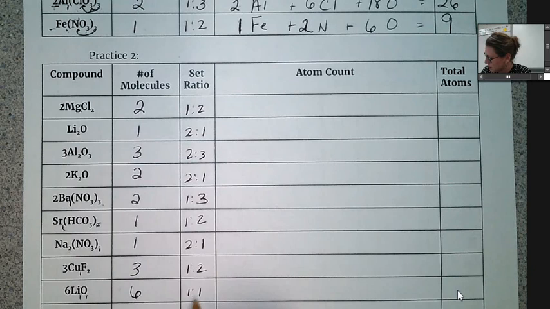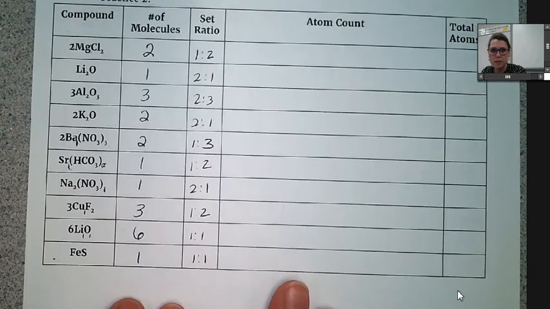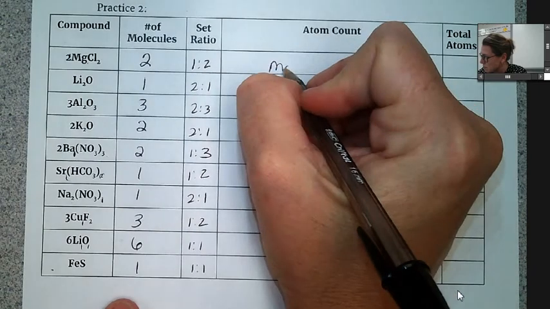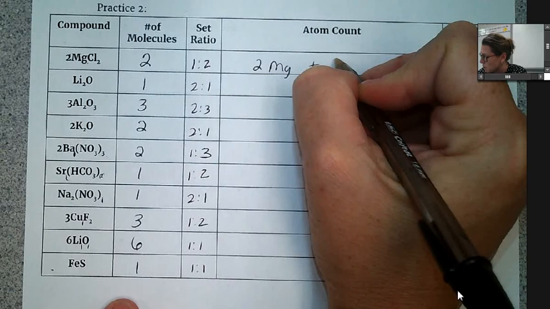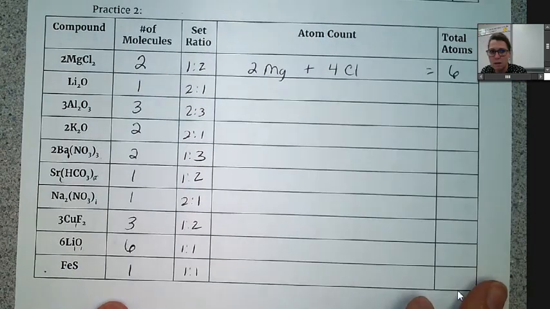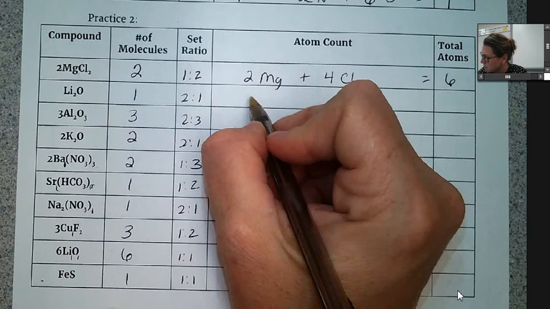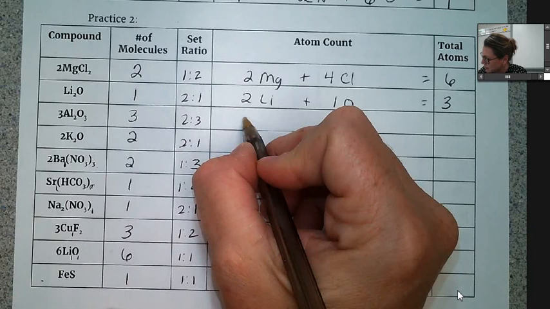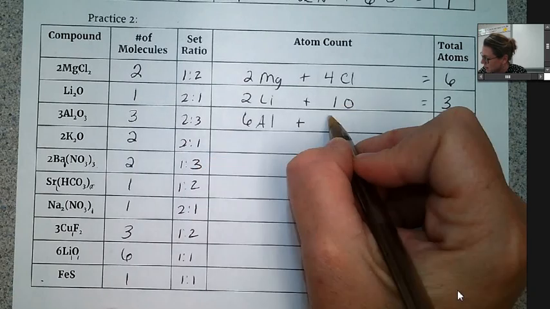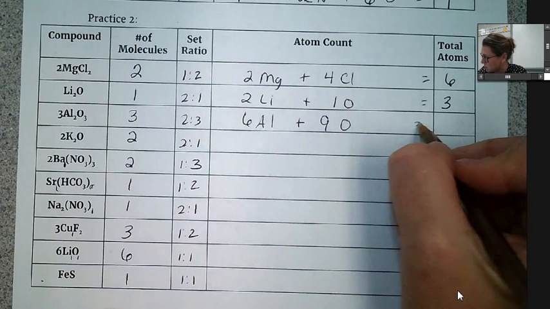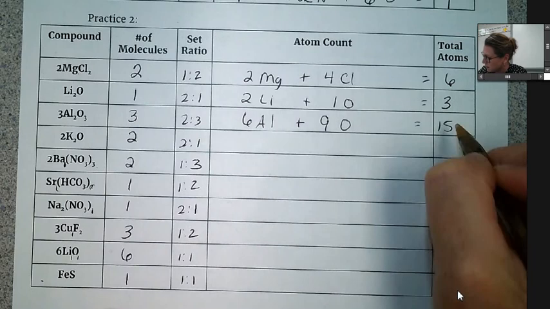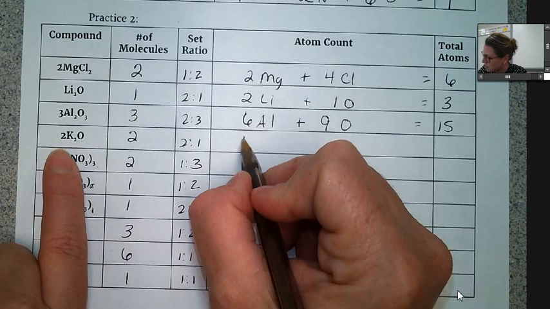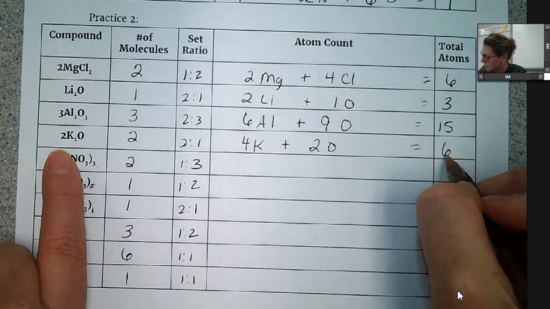Okay, so let's start counting our atoms and looking at our total. So in this case, I have 2 magnesium, and I have 4 chlorine, which is going to give me 6. All right, I have 2 lithium plus 1 oxygen, which is going to give me 3. In this case, I have 6 aluminum plus 9 oxygen, which is going to give me 15. In this case, I have 2 times 2, which is 4 potassium, plus 2 oxygen, which is going to give me 6.